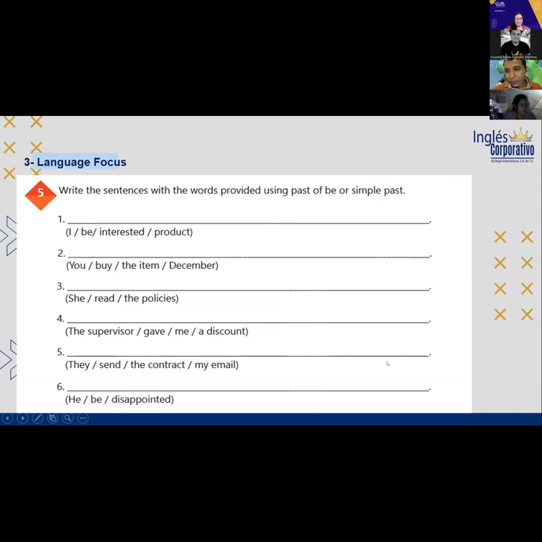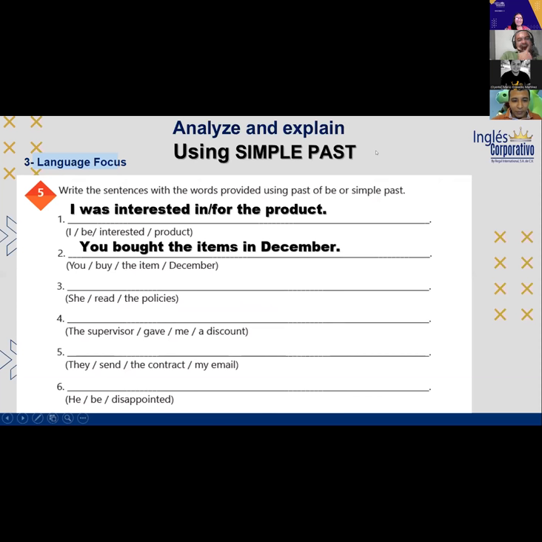Okay, the first sentence, number one. I was interested in the product. And number two, you bought the item in December. Right. The preposition was missing. Three. She read the policies. The policies are not police stories, precisely, they are the policies of a company, for example. Good.